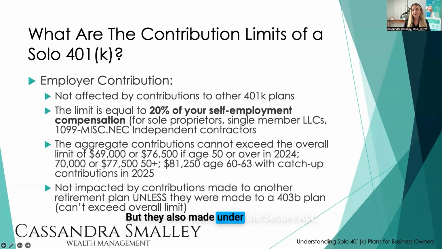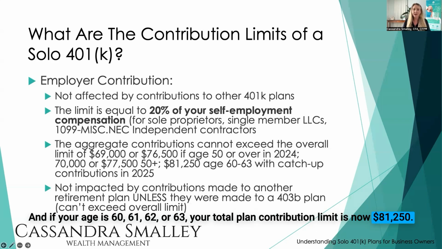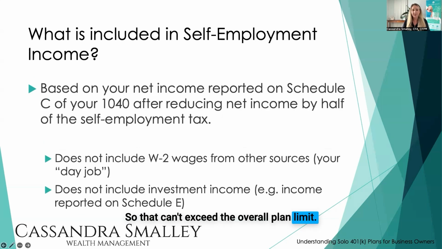But they also made, under the Secure Act, basically a super catch-up contribution in 2025. And if your age is 60, 61, 62, or 63, your total plan contribution limit is now $81,250. Once you pass age 63, it actually reverts back to the other plan limit, which is the $77,500. You are not impacted by contributions that you make to another retirement plan unless they were made to a 403(b). So that can't exceed the overall plan limit.